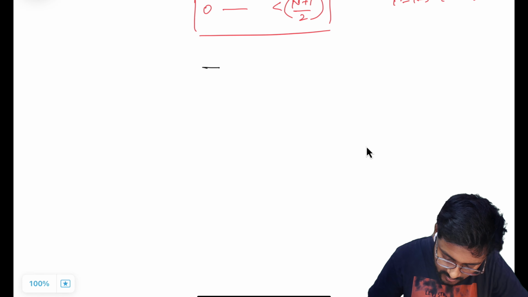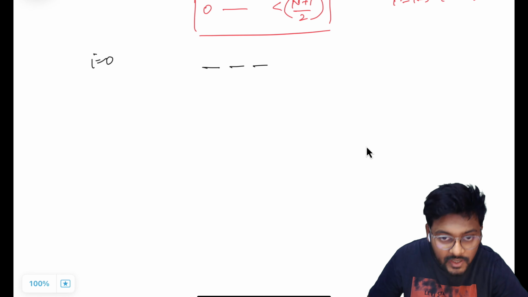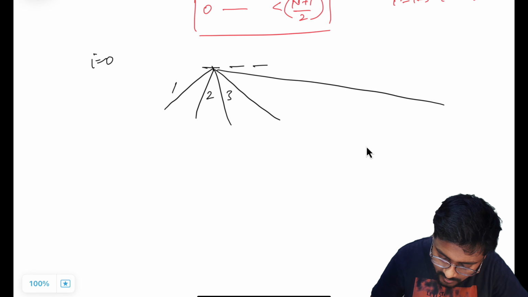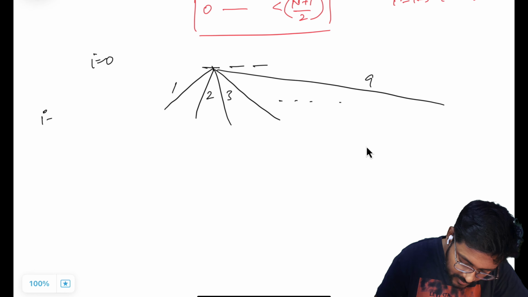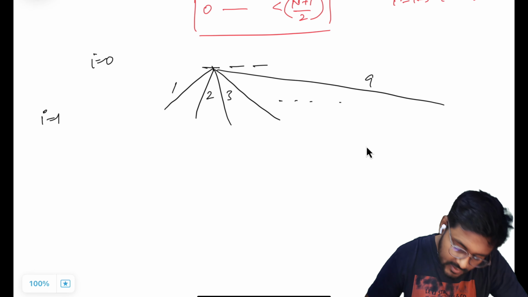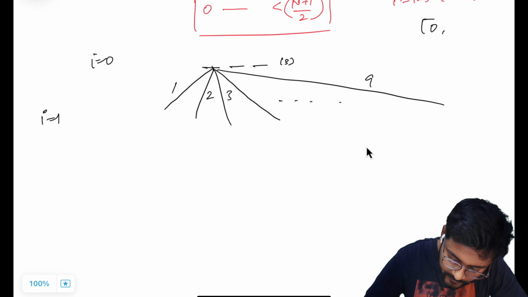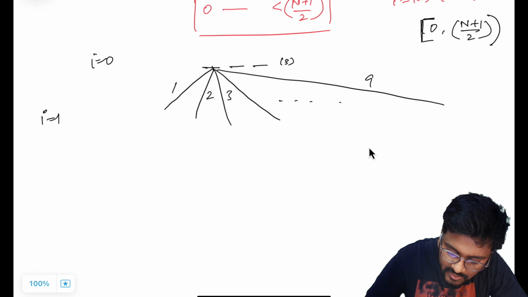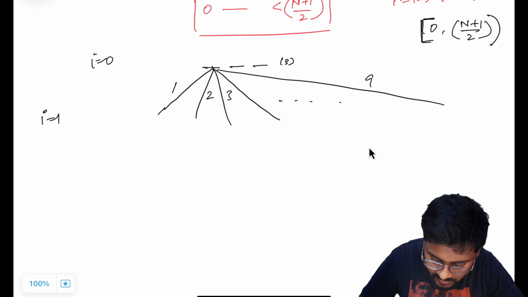Now let's try to generate all the palindromes of size 3. Initially i is equal to 0, so we can pick any digit from 1 to 9, not 0. So I can pick 1, 2, 3, 4, 5, 6, 7, 8, I can pick 9. Anything I can pick. And now I am at index equal to 1. See, if it is a 3 size palindrome, I will start from 0 and I will go till (n plus 1) by 2 exclusively. 0 is inclusive, that is exclusive. This is the range. So I have picked all of these digits.